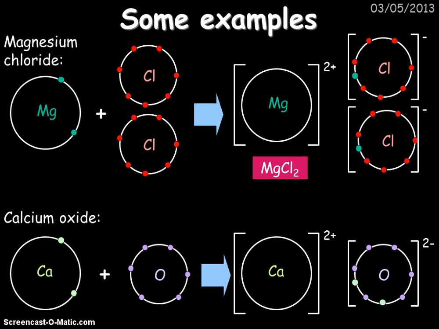Okay, calcium oxide, again another example. 1 particle of calcium, 1 particle of oxygen. The calcium has given away 2 of its electrons to fill up the outer shell.